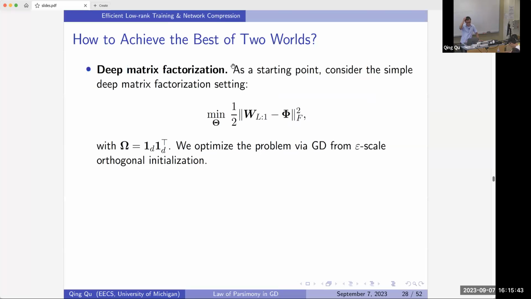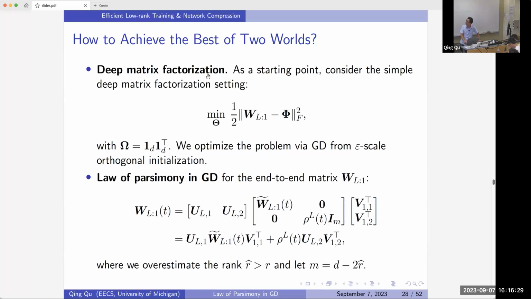Actually we can do this by using the invariant subspace idea that I showed, that the training is only happening in an invariant low-dimensional subspace. To motivate how we can achieve this, let's consider a toy problem, deep matrix factorization. We just consider that we have full observation of all the indices, and give some intuition for how we can do efficient optimization for deep matrix completion. So as a starting point, let's just consider this deep matrix factorization.